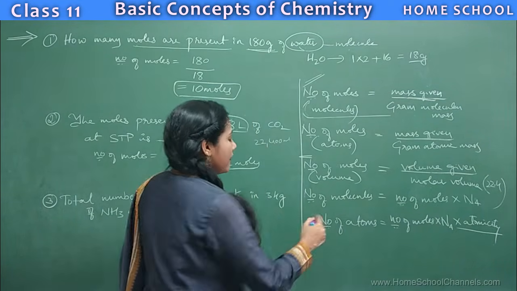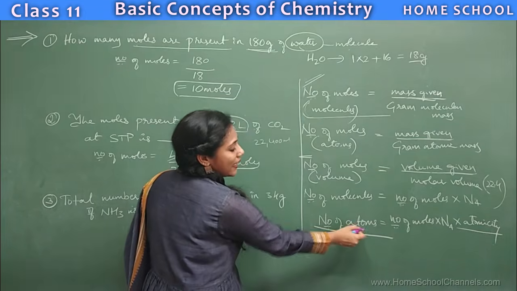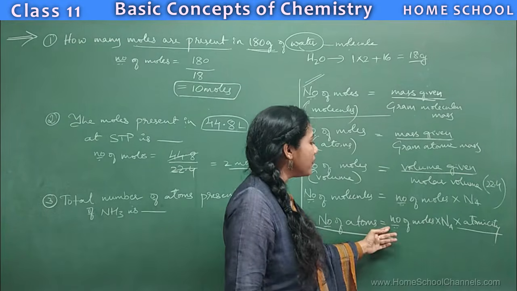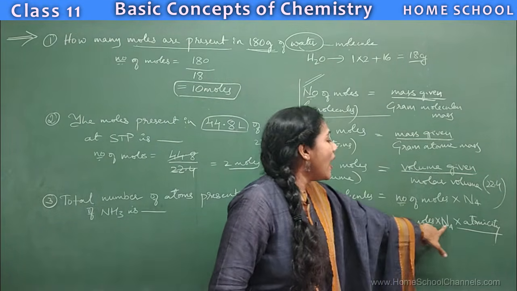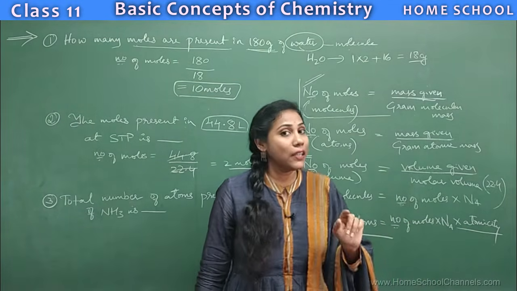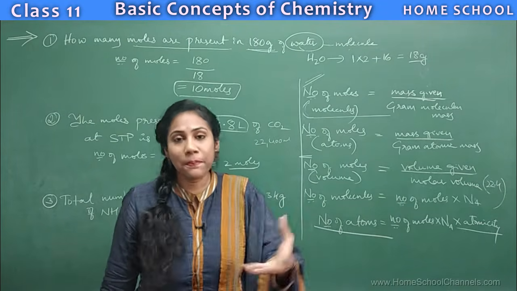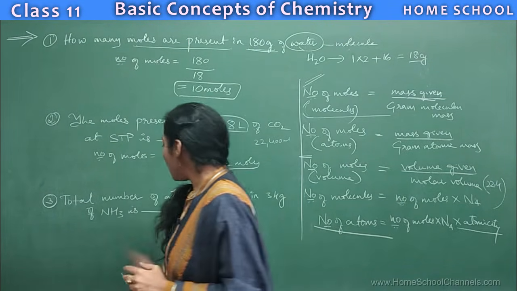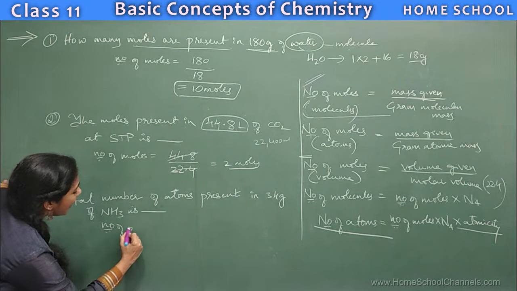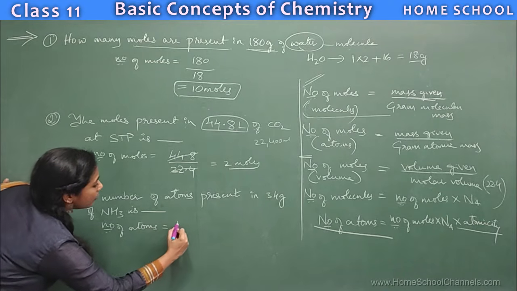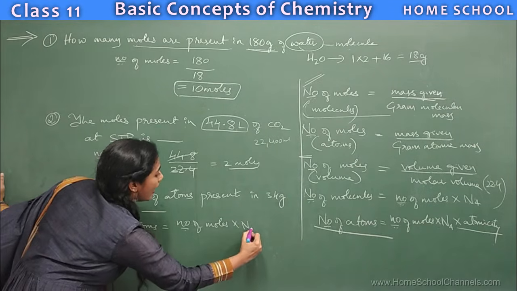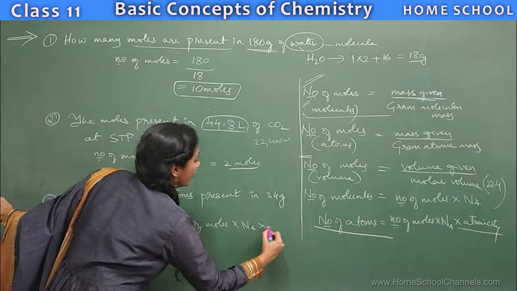So, in that case, where is the formula? Number of atoms can be calculated with this formula. Okay, so how do you calculate? Number of atoms is equal to number of moles into Avogadro number, Na means Avogadro number, into atomicity. Okay, atomicity means number of atoms present in a molecule. Okay, so now our formula is, let me write the formula first. Number of atoms is equal to number of moles into Avogadro number into atomicity.